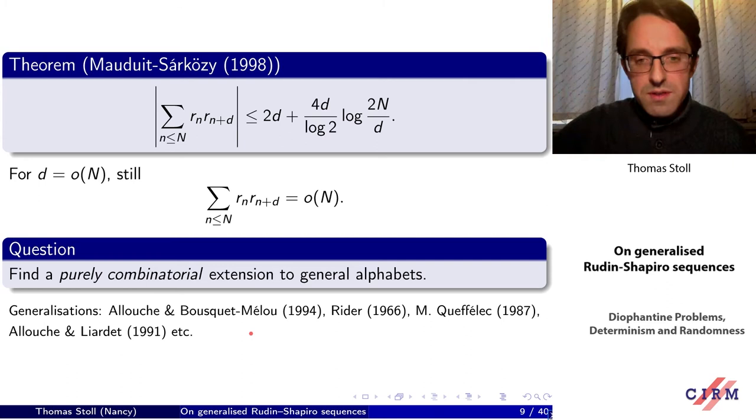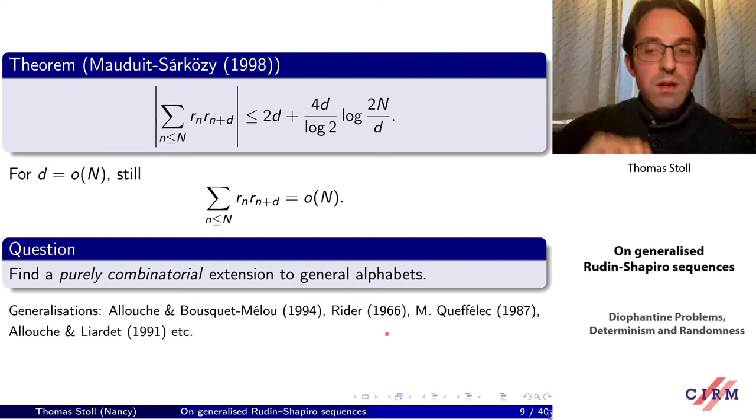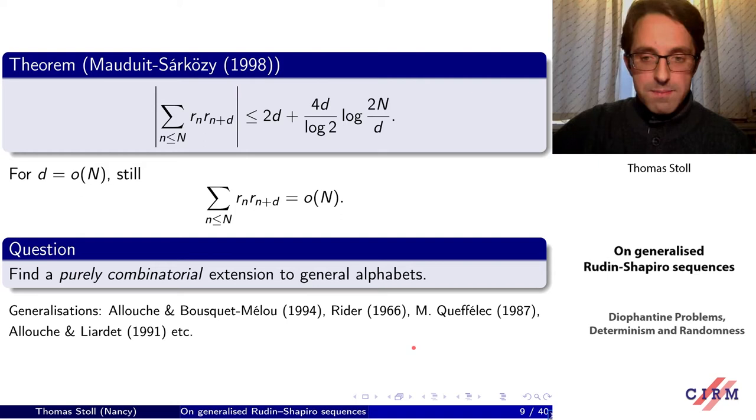Rider was, as far as I know, the first to look at the generalization of this Rudin-Shapiro sequence, where we replace this matrix, which is associated to these interrelated polynomial recurrences, by a general matrix related to roots of unity. This point of view has been brought up by Martine Queffélec in her paper, and also in the monograph.